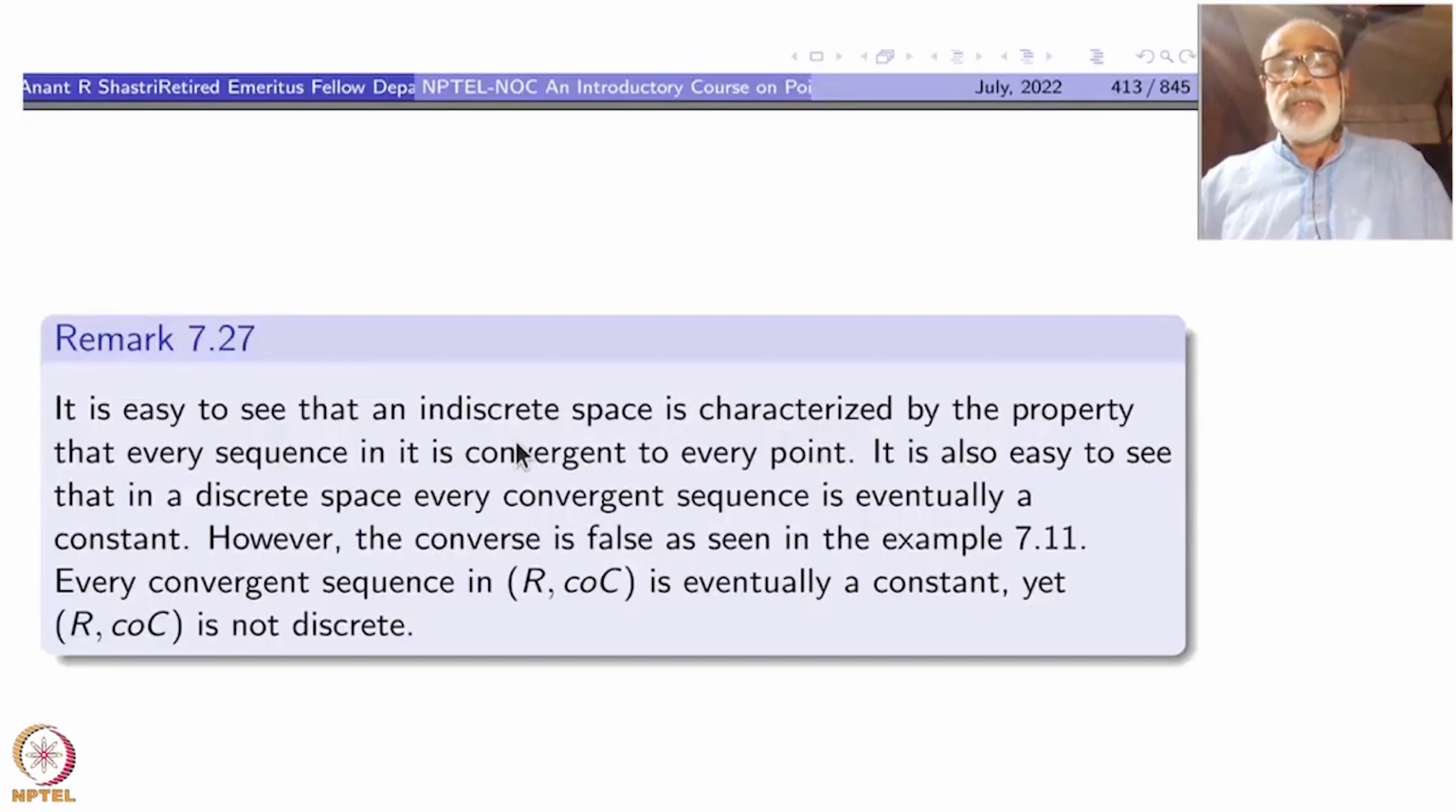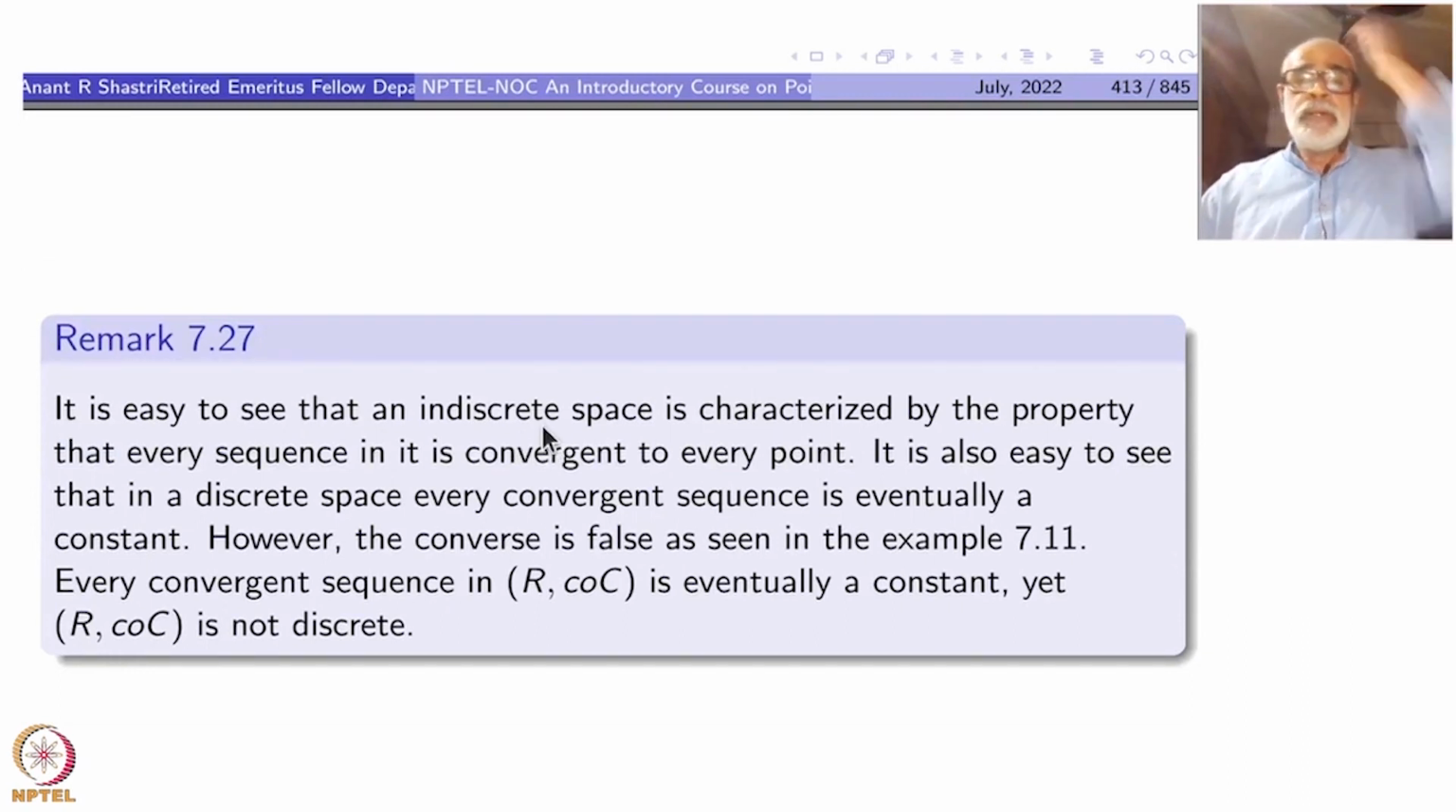It is easy to see that in an indiscrete space we have this property, namely every sequence in it converges to every point, right? And you can characterize an indiscrete space by this property: if every sequence converges to every point, then it must be an indiscrete space. So this is an easy thing which you must have seen in Part 1.